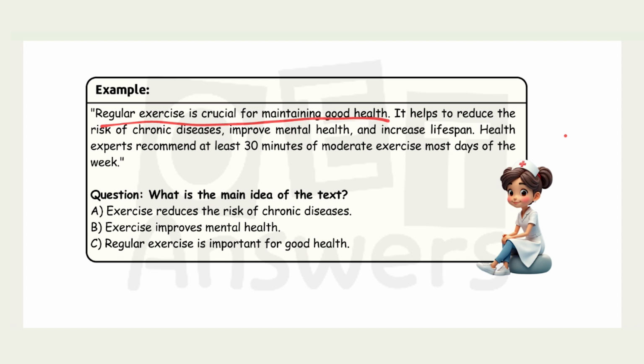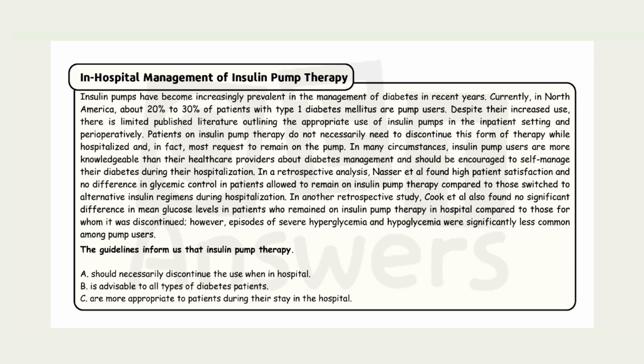So performing daily exercise is mandatory. If you see the last line in the paragraph, experts recommend moderate exercises most days of the week. Most days of the week means every day they are recommending. So they are basically emphasizing performing regular exercise, right? So we are choosing C as the right one. Clear? Now let's see the OET related example.